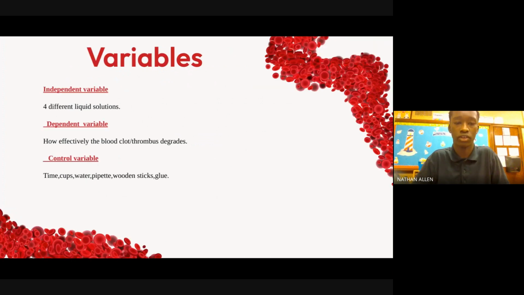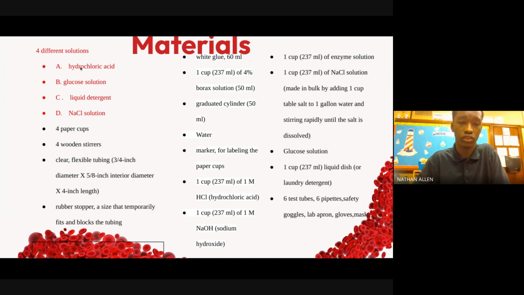Variables. My independent variable: 4 different liquid solutions. My dependent variable: how effectively the blood clot or thrombus degrades. And my control variables: tubes, cups, water, pipettes, wooden sticks, and glue. My materials. I used 4 different liquid solutions in this experiment. The ones that were used in this experiment are hydrochloric acid, glucose solution, liquid detergent, and NaCl solution.